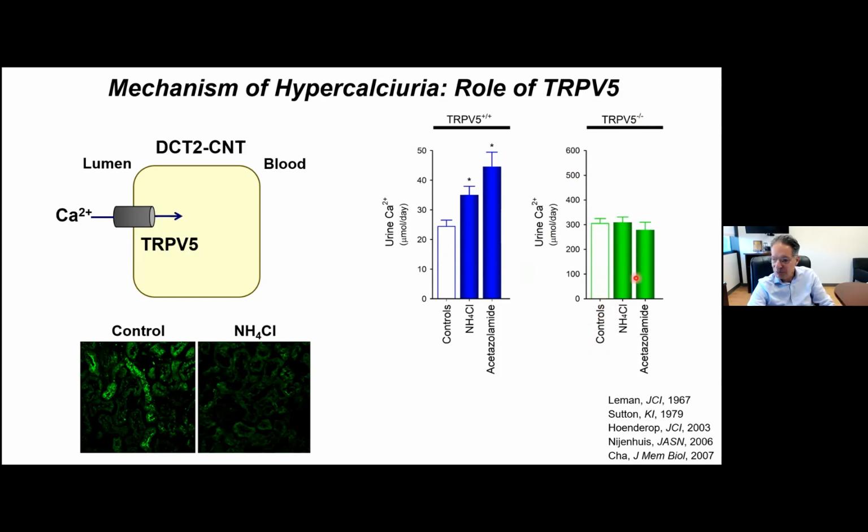But the other important point is, after giving ammonium chloride or acetazolamide, there's no change in urine calcium excretion. So these animals do not have an increase in calcium excretion when their blood becomes acidic. If it was bone, you would expect it to go up. So this is telling you, at least from these experiments, that the response to acidifying the blood is due to this transporter. And when it doesn't function normally, you don't get a change in your urine calcium excretion.